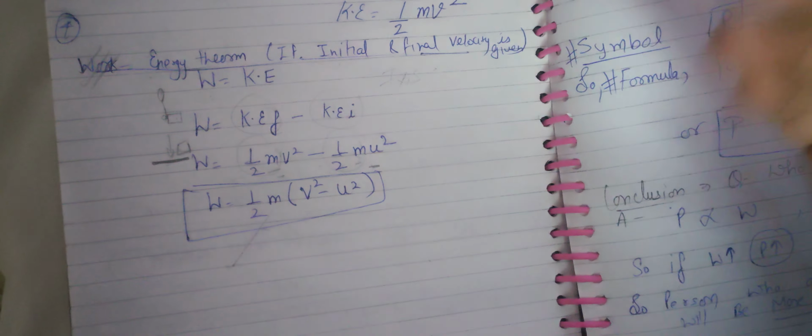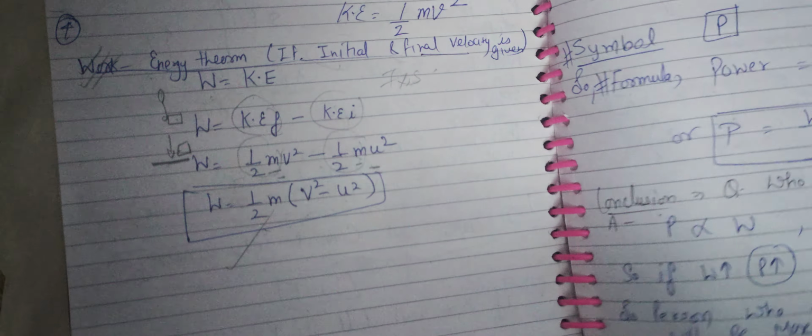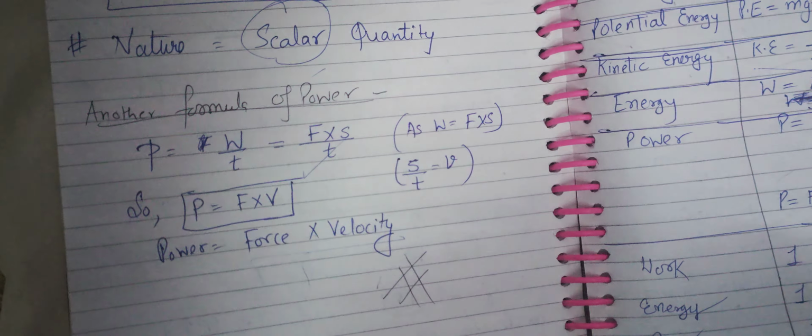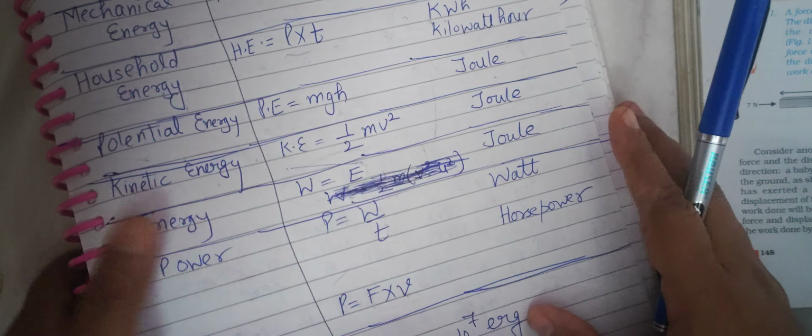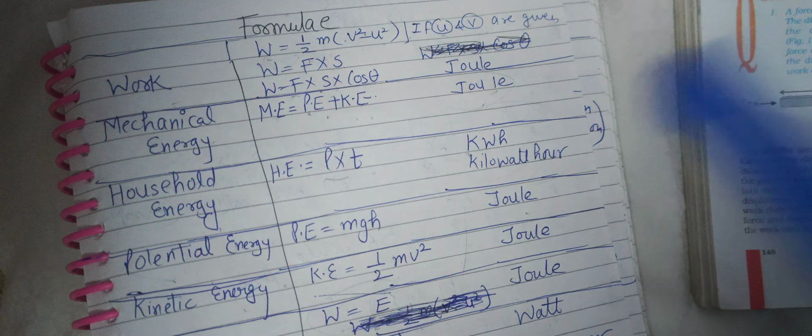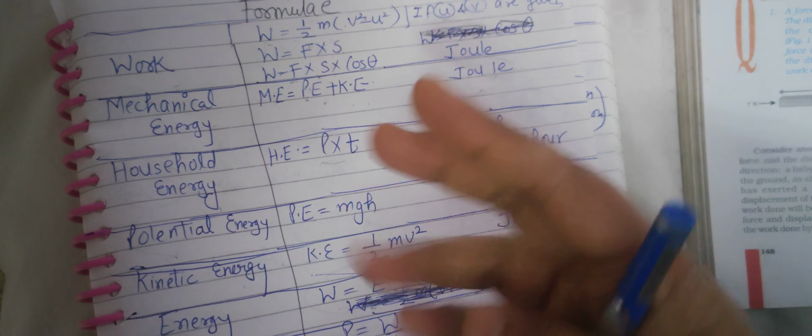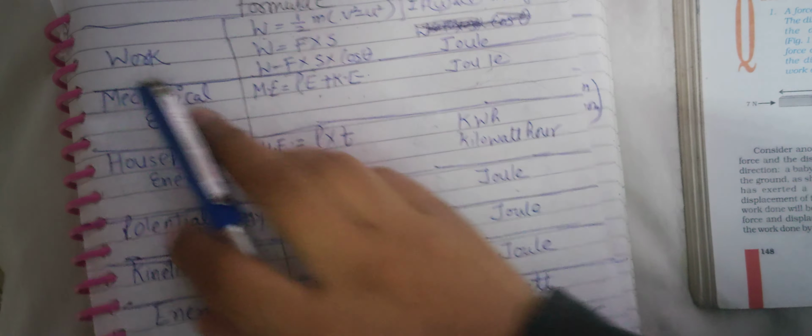Now you will be puzzled: so many formulas, how can you learn them? So I have provided you the table, and you will learn this table. That table is enough. The full chapter's formulas I have written here. So what is the table? In the chapter only three things are there: work, energy and power. So see here, work.